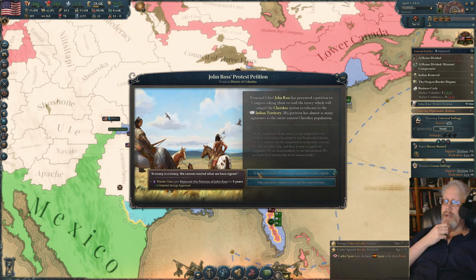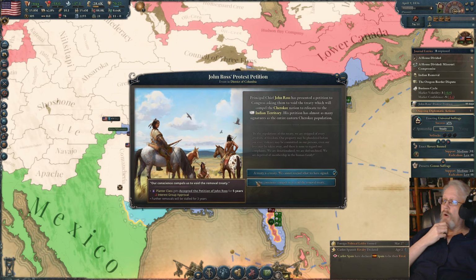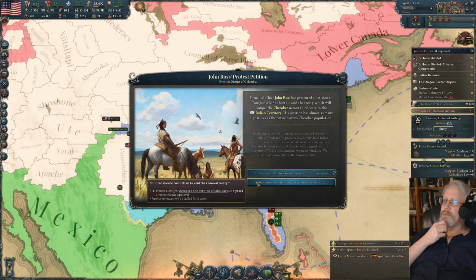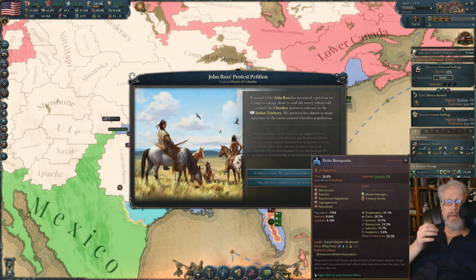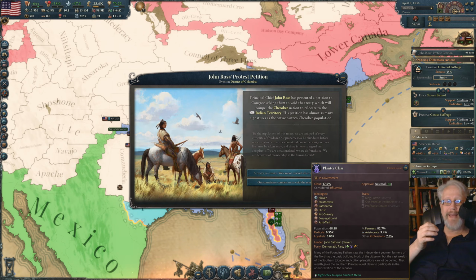A treaty is a treaty. We cannot rescind what we have signed, or we can make the planters upset at us. Well, how big a group are the planters? They represent 17% of the clout in the U.S. You can see it just here above my head there. They're influential. These were guys that were backing Jackson's presidency.